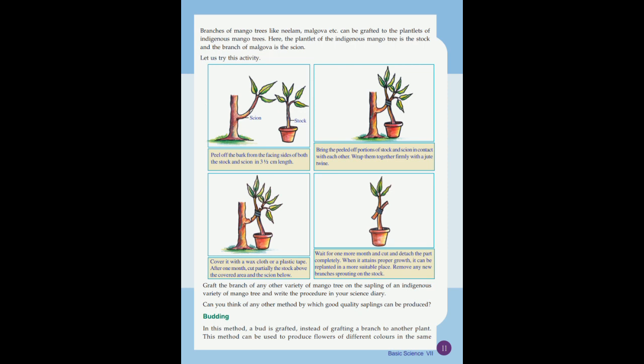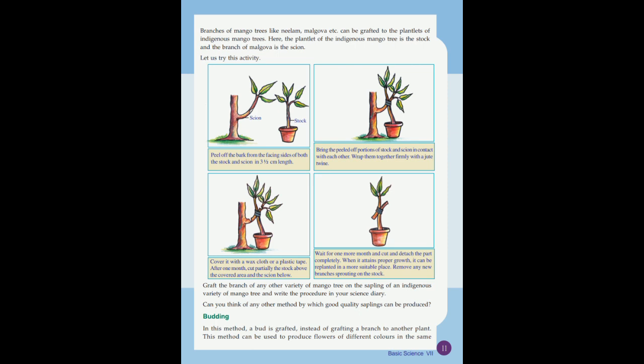Let us try this. What is given in this activity is: peel off the bark from the facing sides of both the stalk and the scion as shown in the figure, in 3.5 cm length. Then bring the peeled off portions of stalk and scion in contact with each other. Wrap them together firmly with a jute twine. Cover it with a wax cloth or a plastic tape.